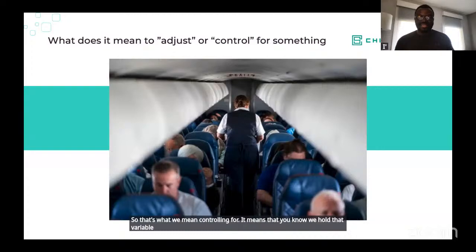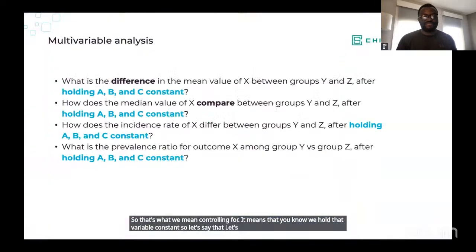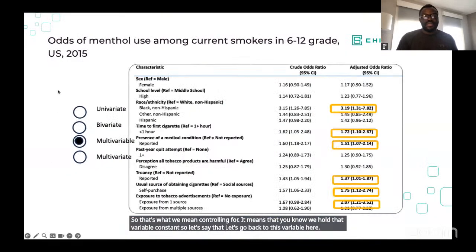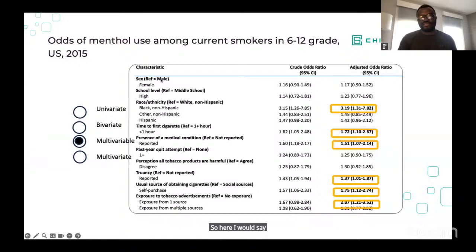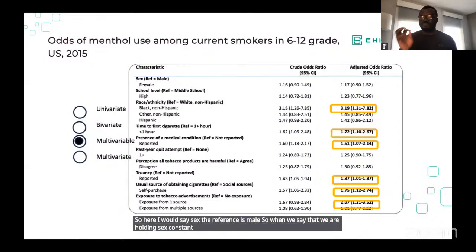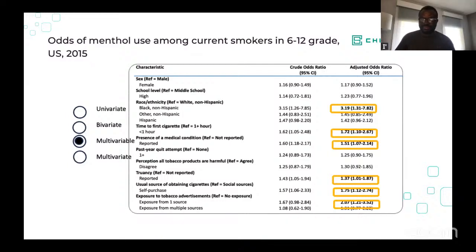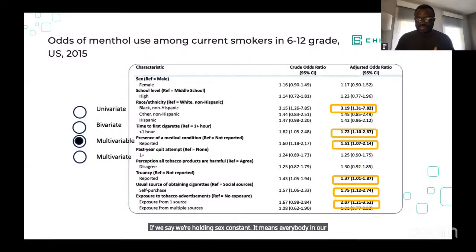So let's go back to this variable here. So here we say sex, the reference is male. So when we say that we're holding sex constant, what that means is that everybody in the analysis automatically becomes what? If we say we're holding sex constant, it means everybody in our population in the analysis becomes what?